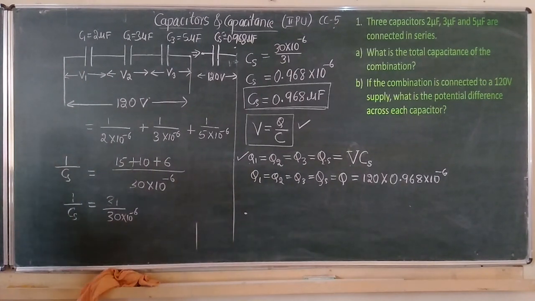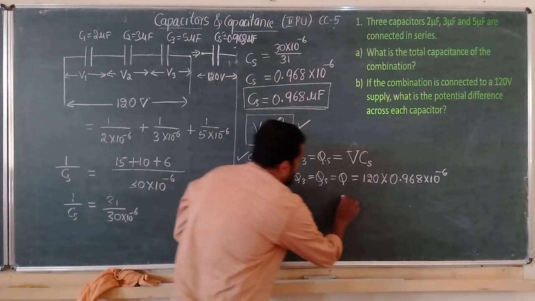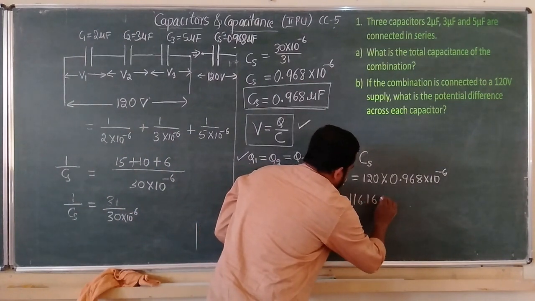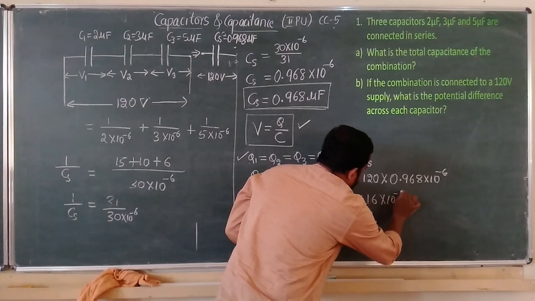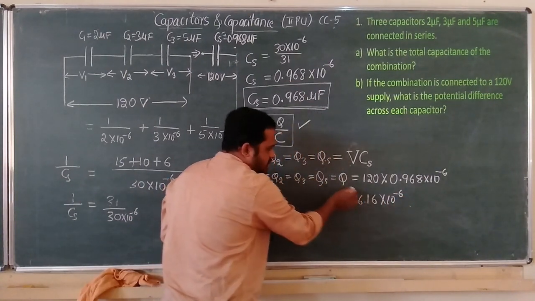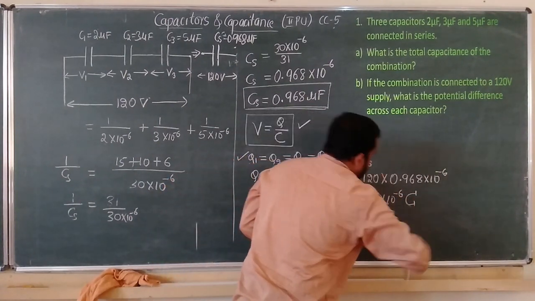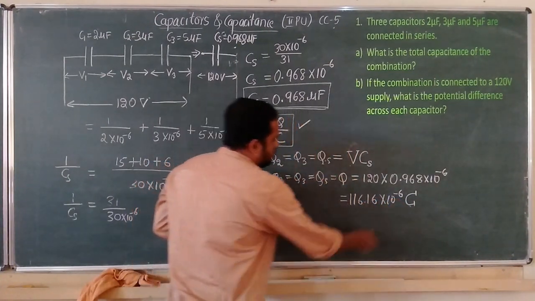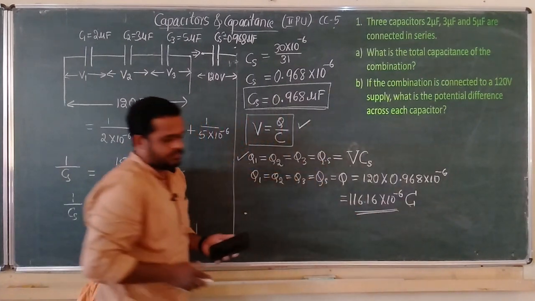Now if you multiply those values, 0.968 into 120, you will get 116.16 into 10 to the power minus 6. It is the charge, therefore it is measured in coulomb. It is not capacitance, it is a unit of charge, coulomb. So now Q is equal to this much.